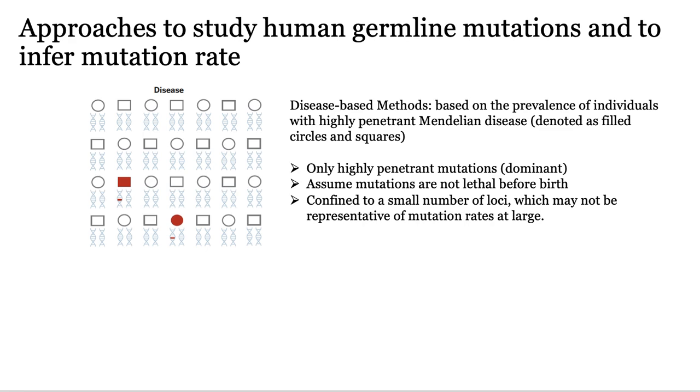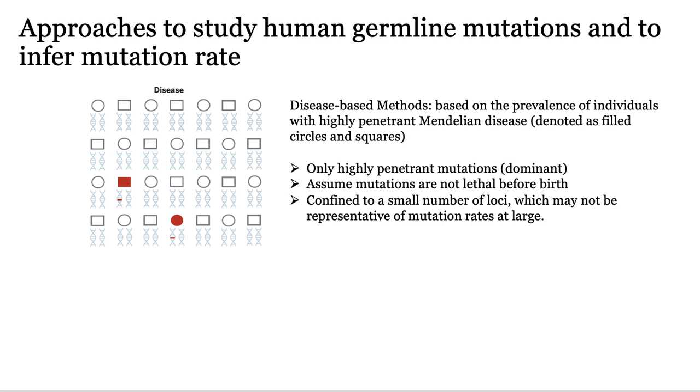Once a person carries a mutation, he will have the symptom. And still, that mutation could not cause death before the child was born. Otherwise, you won't be able to observe the patient. Also, you only look at loci that are associated with disease. So the number of loci you can use is actually kind of small, and that kind of loci may not be representative of the whole genome. And this is the limitation of this approach.